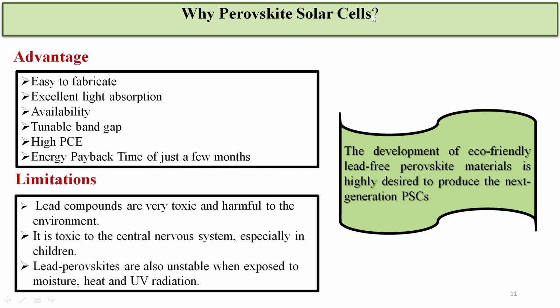The disadvantages, drawbacks, or limitations of perovskite solar cells are that lead compounds are very toxic and harmful to the environment. It is toxic to the central nervous system, especially in children. Lead perovskites are also unstable when exposed to moisture, heat, or UV radiation, meaning they are too sensitive toward light. So the development of eco-friendly lead-free perovskite materials is highly desired to produce next generation solar cells.